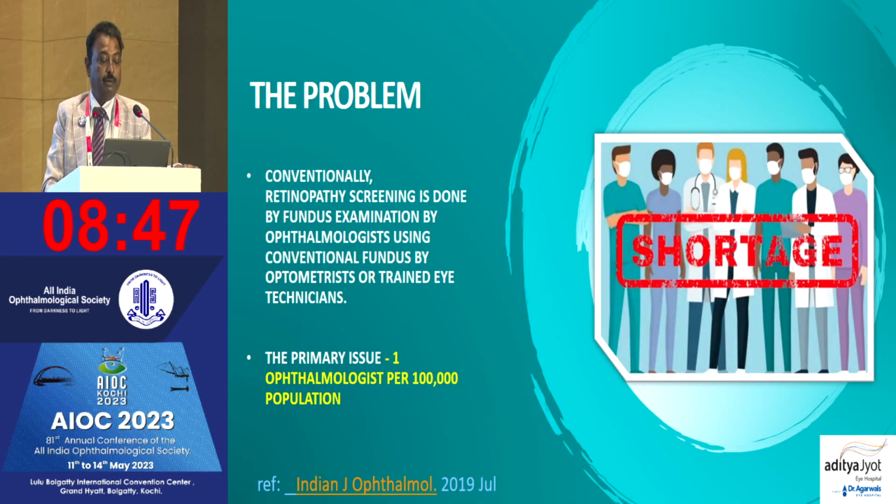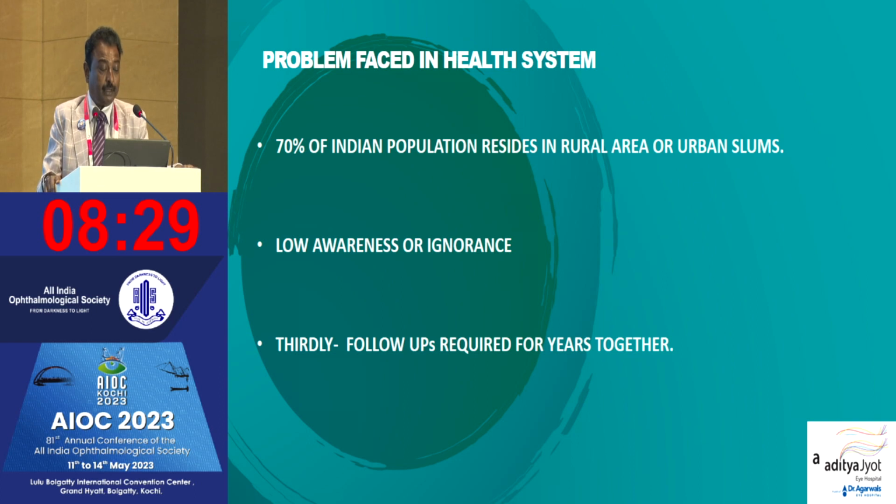The problem: conventionally, retinopathy screening is done by fundus examination by an ophthalmologist, using a conventional fundus camera by an optometrist or trained eye technician. The primary issue in India is we have only one ophthalmologist per 100,000 population, published in the Indian Journal of Ophthalmology in 2019. 70% of the Indian population resides in rural areas or urban slums, and low awareness or ignorance is a problem.